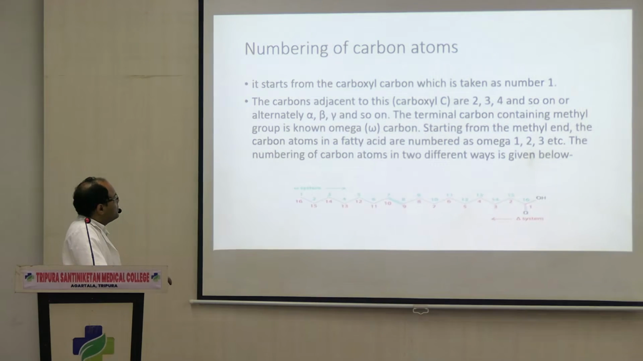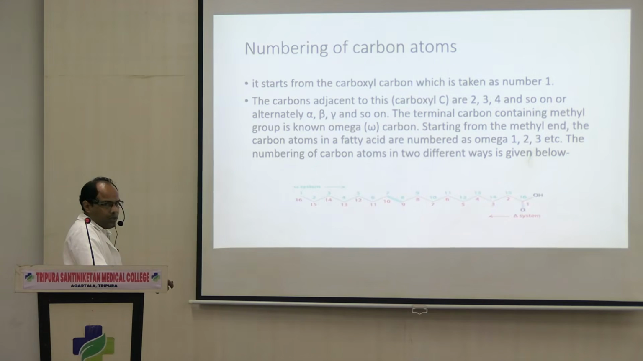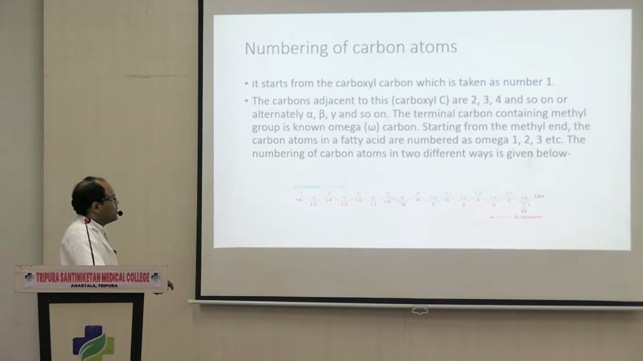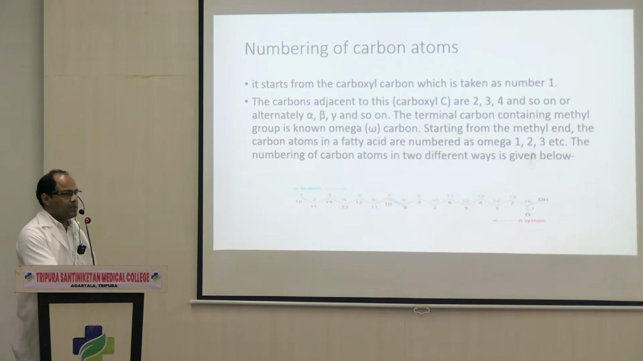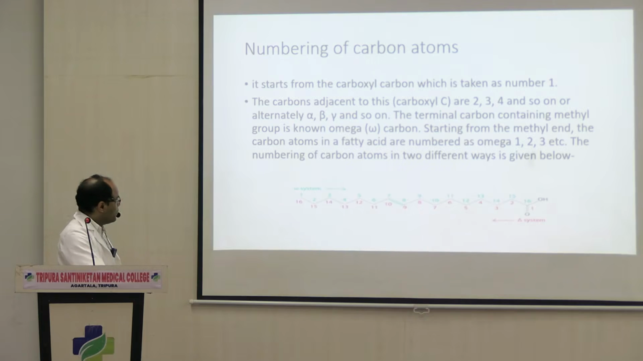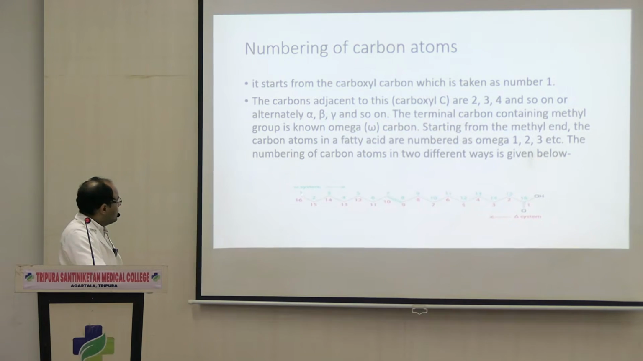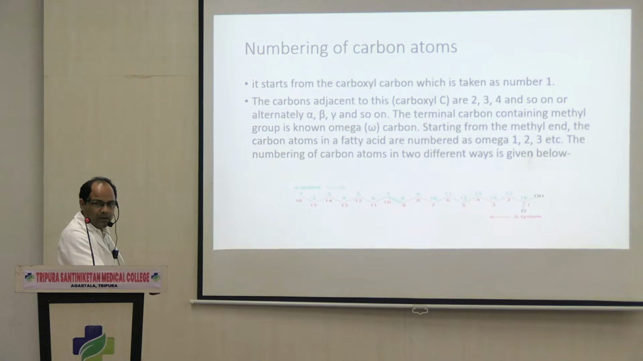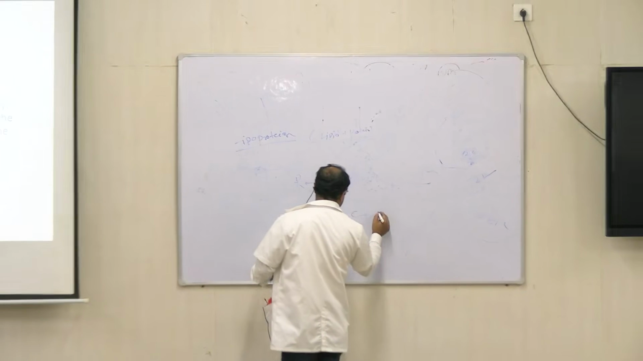Numbering is according to the carbon chain. You can number them from here, the COOH group: 1, 2, 3, 4, 5, like this. Or, apart from the COOH carbon, you can number the second carbon onwards as alpha, beta, gamma, delta, like this. And another numbering is omega numbering. We can number them from the methyl group: omega 1, omega 2, omega 3, omega 4, omega 5, like this.